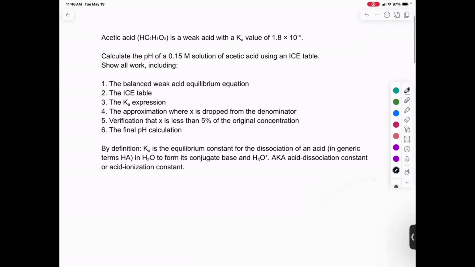Hi everyone, today's video is going to cover determining the pH of a weak acid. And before we dive in here, I just would like to go over a few things when it comes to this particular area in chemistry. Typically, it's a spring semester topic, traditionally anyway.